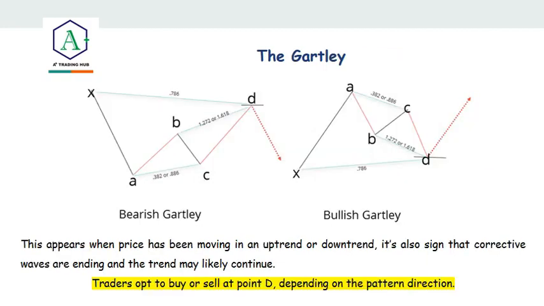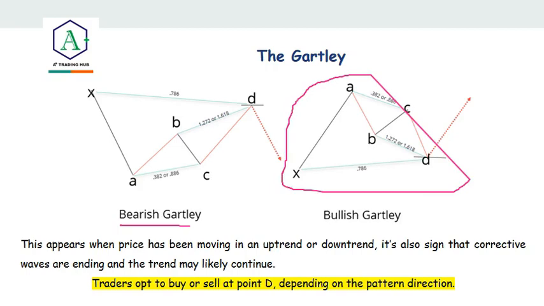So first is the Gartley. This is a harmonic pattern. This appears when price has been moving in an uptrend or a downtrend. It's also a sign that corrective waves are ending and the trend may likely continue. Here we have the bearish Gartley and the bullish Gartley. This is the bearish Gartley here, and over here is the bullish Gartley.